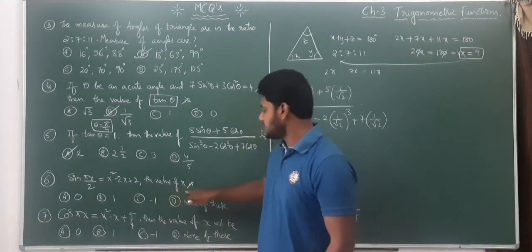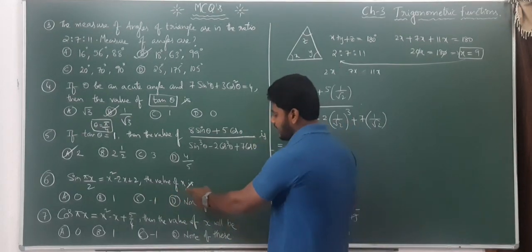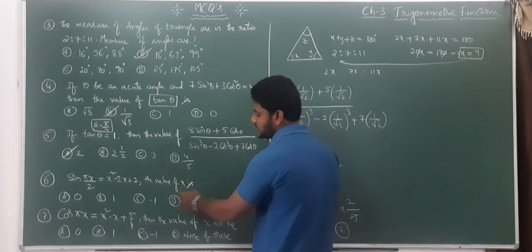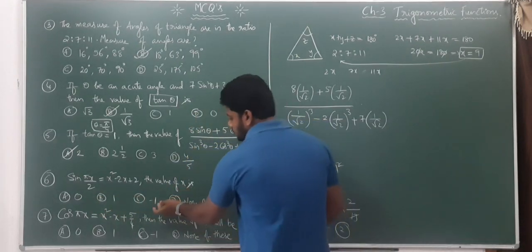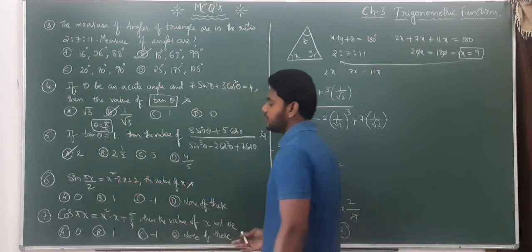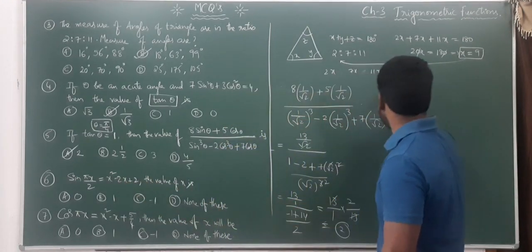Then the value of x they asked, na? The value of x they are asking is nothing but either it may be 0, 1 or minus 1. Those values you substitute in terms of x, and you will get it very easily.